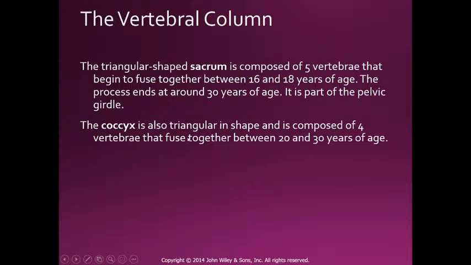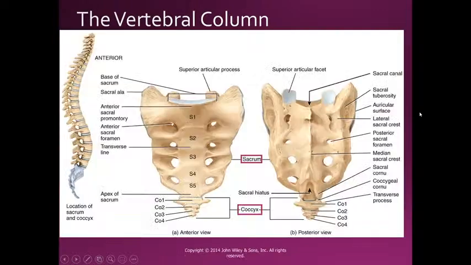All right. The coccyx is also triangular in shape, and it's composed, it says here, of 3 to 4 vertebrae. There's some variation. They fuse together between the ages of 20 and 30. So here we see the sacrum. It looks like an upside down triangle. Its base is the superior margin, and its apex is the inferior margin down here. It's composed of 5 sacral vertebrae, 1 through 5. We can refer to the individual levels of the sacrum as S1, 2, 3, 4, 5.